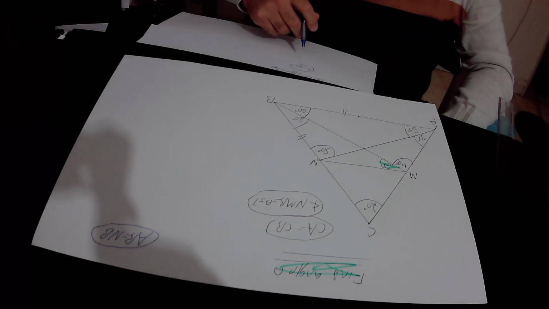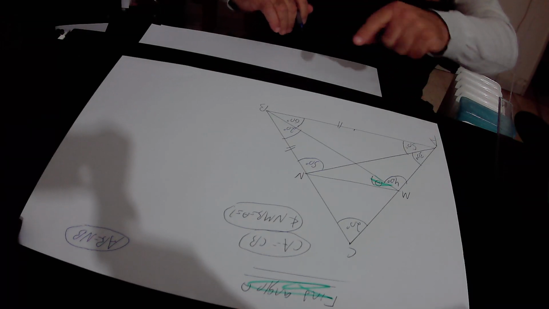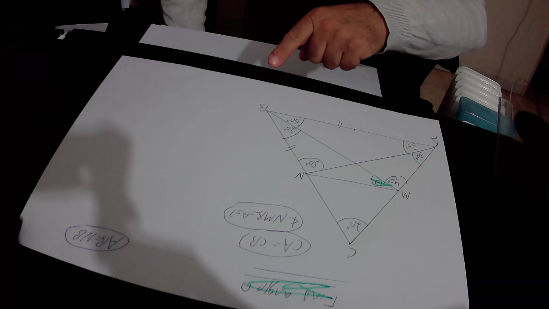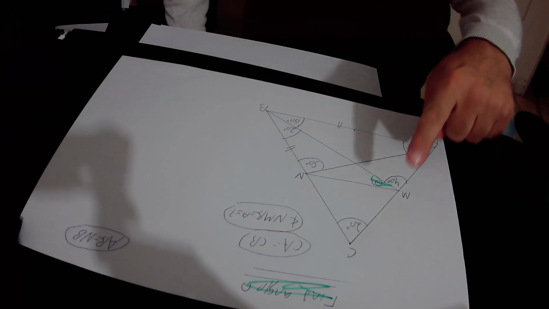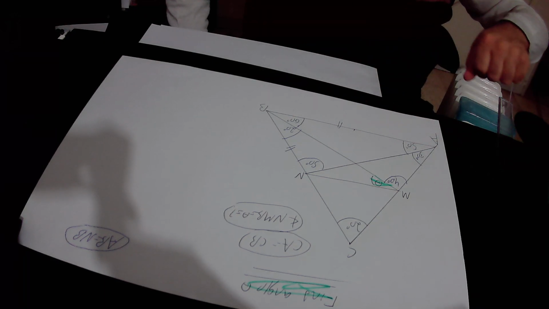In the next step, we do a construction. That is to say, from point B, we draw line segment BD on CA in such a way that BD will be equal to BA.